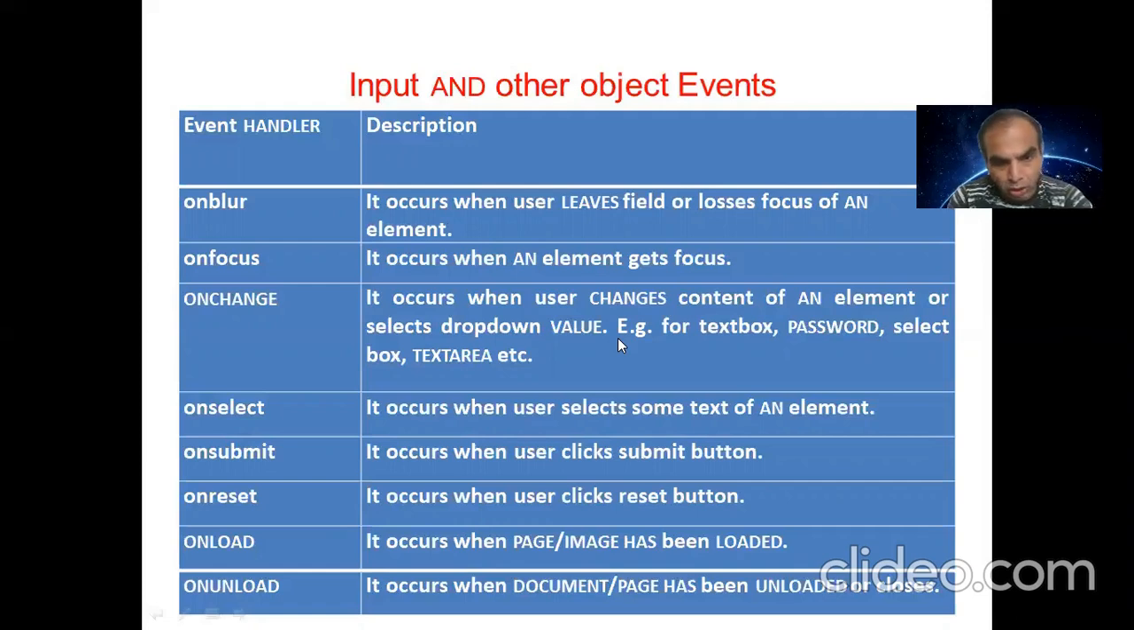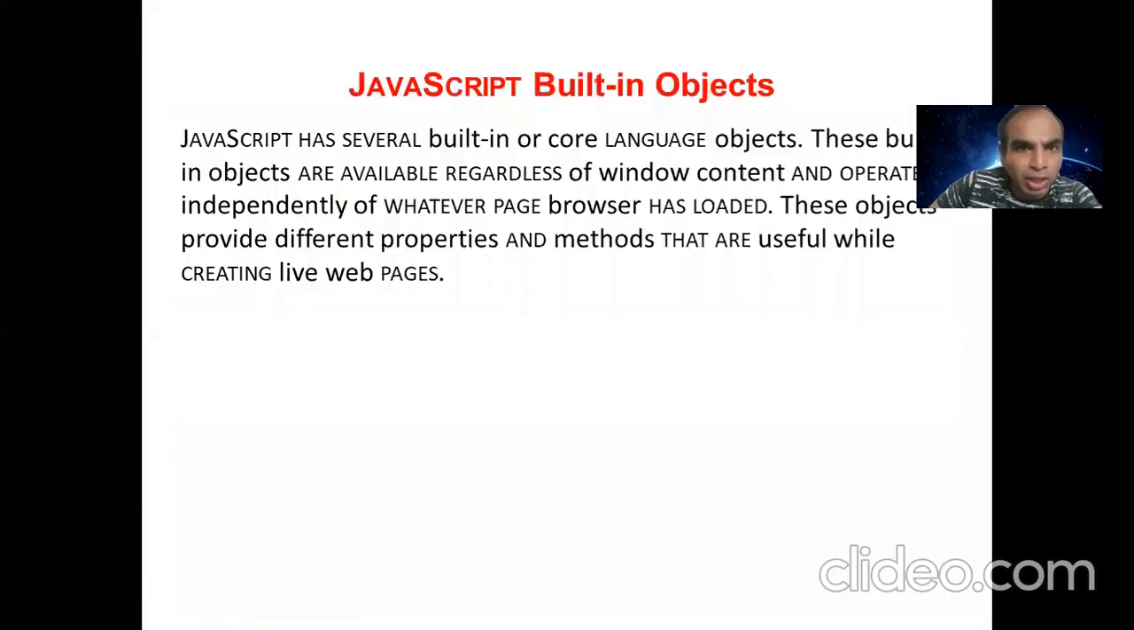On load occurs when the page and images have been loaded. Whenever your web page is loaded, it will occur and show the functions. So that is on load. It occurs when the page images have been loaded. On unload is the opposite: it occurs when the document page has been unloaded or closed. So these are all the object events. Now we will continue with the JavaScript built-in objects.